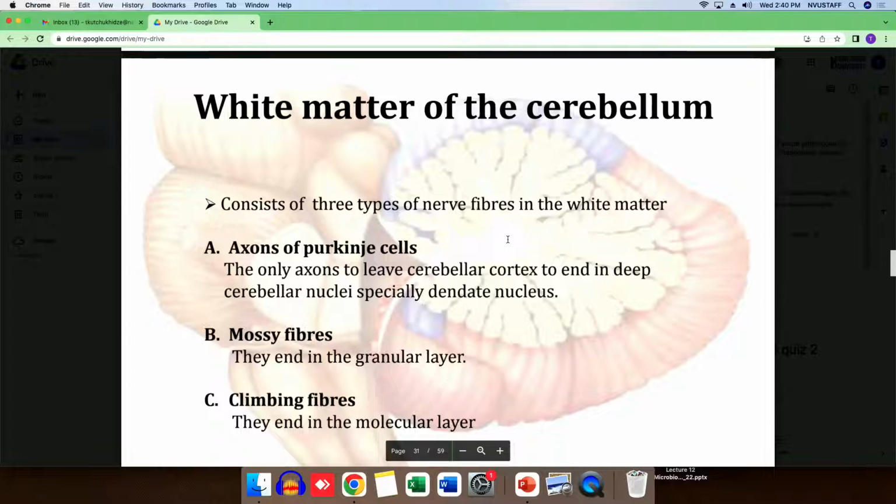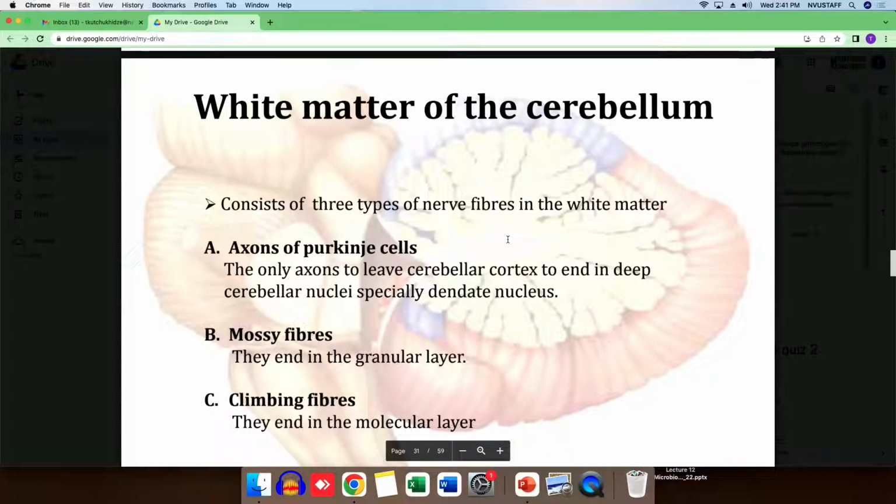We're having mossy fibers that end in the granular layer, and climbing fibers that end in the molecular layer normally, right? So in the white matter of the cerebellum, we're having internal circuitry of some connections to the cerebellar hemispheres. Is it clear, guys?